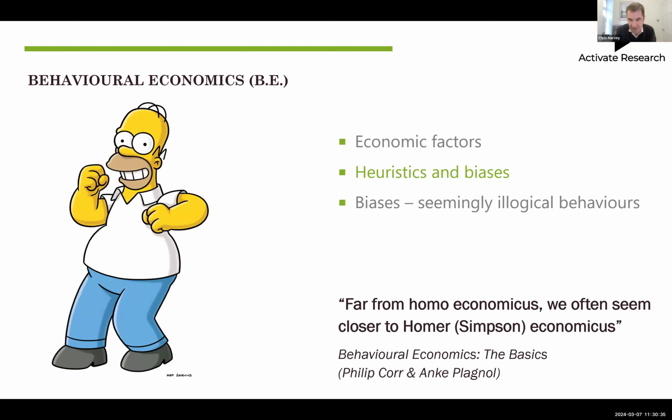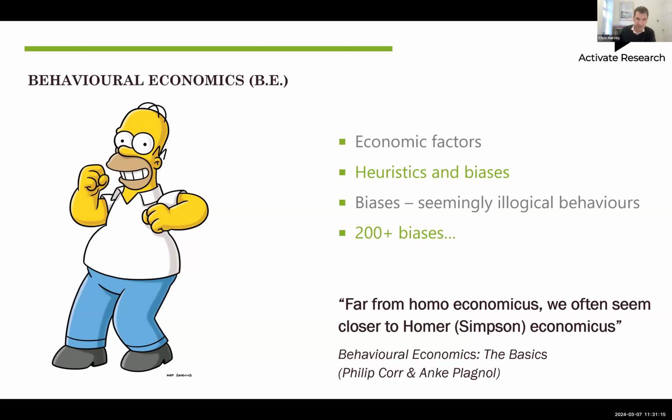And cognitive biases are really what are responsible for what people sometimes call seemingly irrational or seemingly illogical behaviours. And as this book says, far from Homo economicus, we often seem closer to Homo Simpson economicus in our decision making. And it's really the area of biases, I guess, that provides us with the most scope for getting deeper under the skin of what's driving consumer behaviour. Because believe it or not, there are over 200 of these cognitive biases that have been identified and documented by behavioural economists.